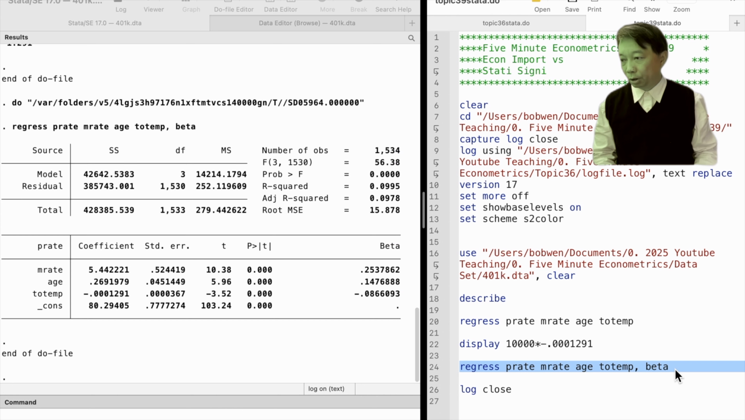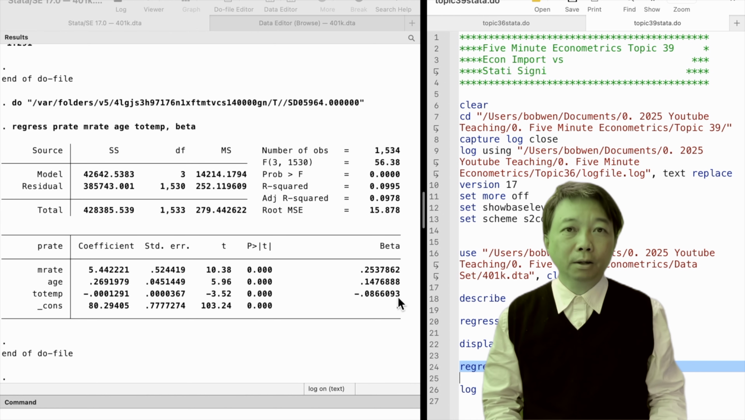The beta coefficient estimates are the change measured by the standard deviations of the variables. The beta estimate for the number of employees is minus 0.09. It means one standard deviation increase in the total number of employees leads to a 0.09 standard deviation decrease in participation rate. It also shows little economic importance of the effect.